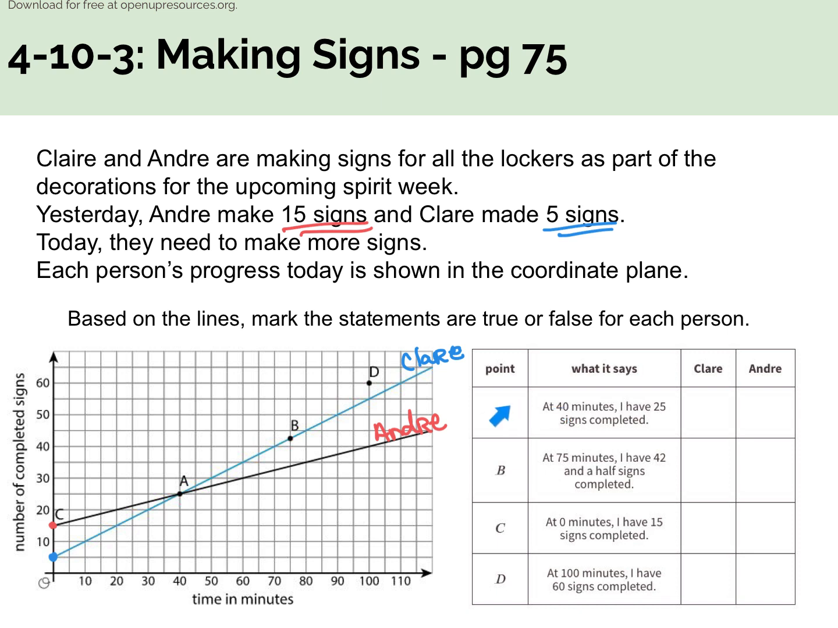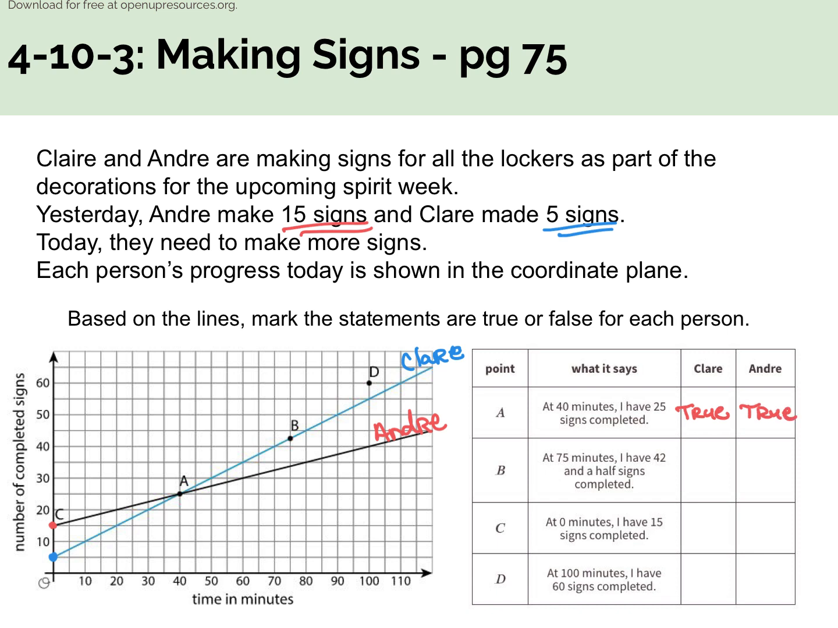All right, let's look at point A. So at 40 minutes, I have 25 signs. 40 minutes, 25 signs. Is that true for Claire? Yeah, it is. Is that true for Andre? So does the black line go through that? That's also true.